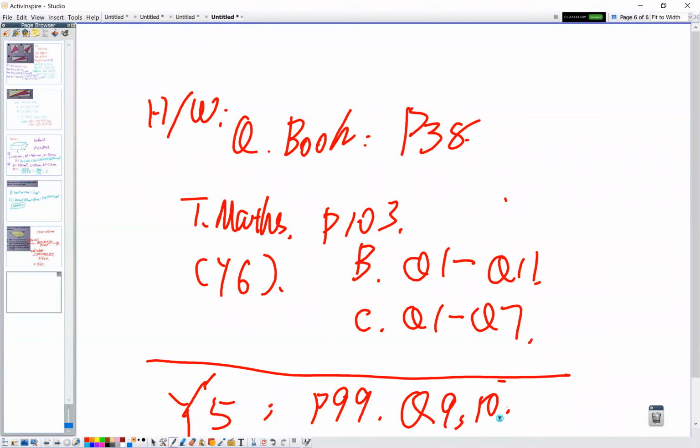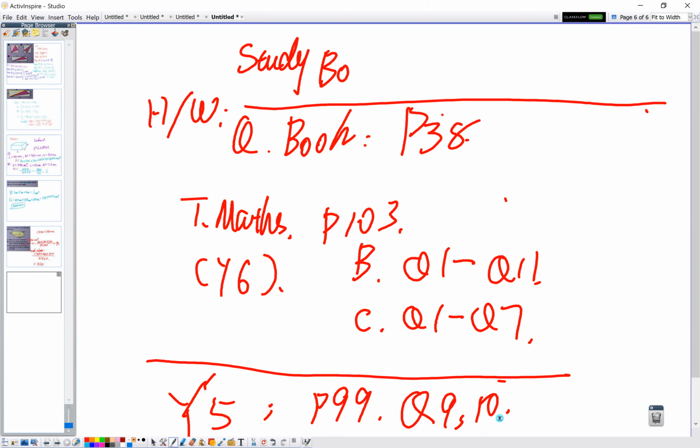Okay, so today we finished the volume part. Another thing I want to mention is we finished this whole chapter now. So the good news is you have some other homework to do, which is in the study book. Please do page 78. This is the end of chapter test. You can test how much you still remember.